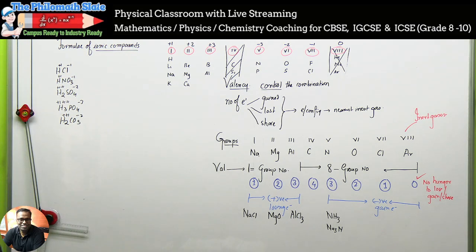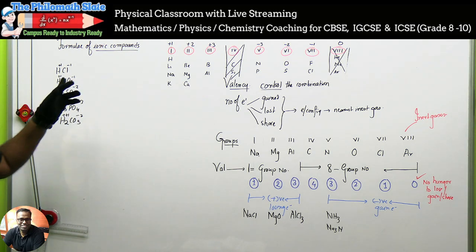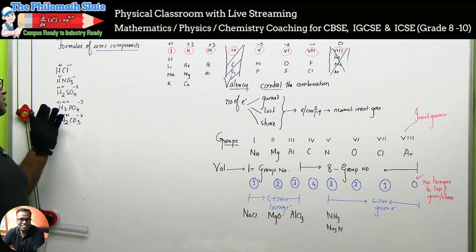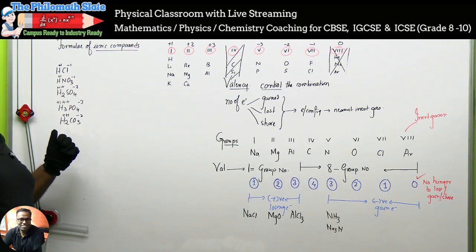Make a chart on your board and write the names of these acids. How many are there? Hydrochloric acid, nitric acid, sulfuric acid, phosphoric acid, carbonic acid. That's it.